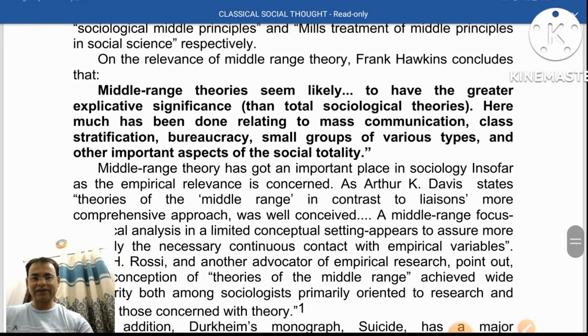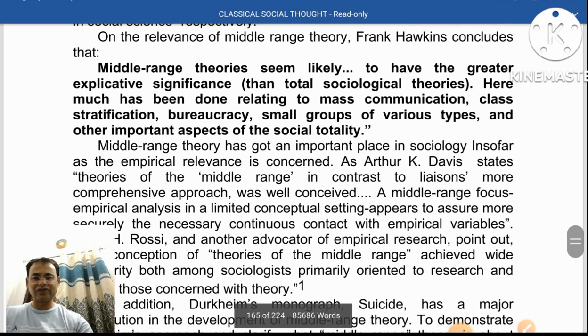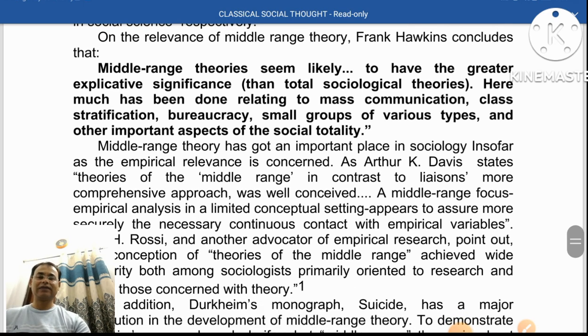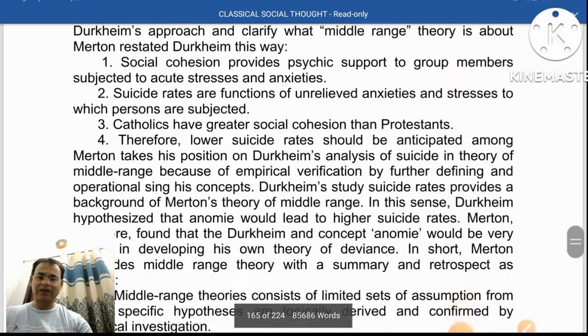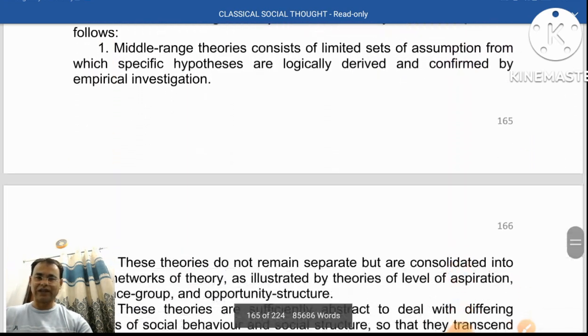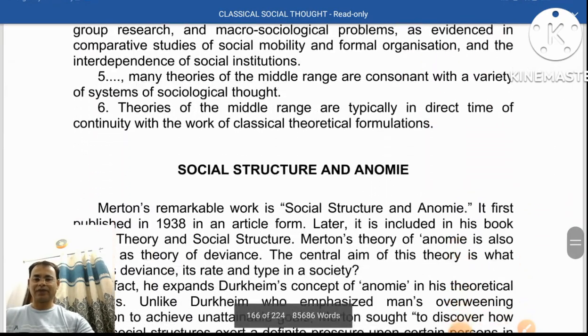Frank Hawkins concludes that middle range theory seems likely to have the greater explicative significance. Here, much has been done relating to mass communication, class stratification, bureaucracy, small groups of various types, and another important aspect of social totality. So, these are the middle range theories.